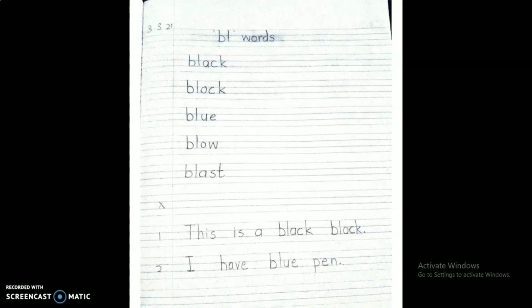Please practice reading these words well at home. And now we will frame sentences using some of the words. This is a black block. I have a blue pen.